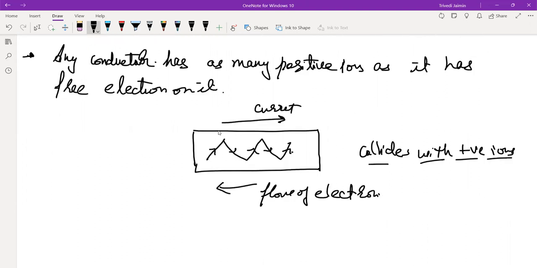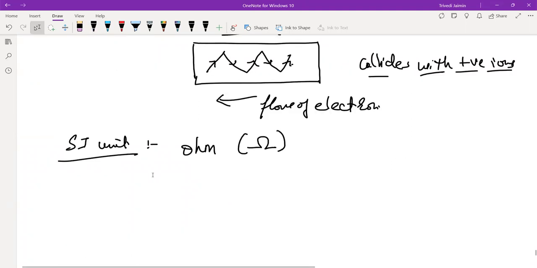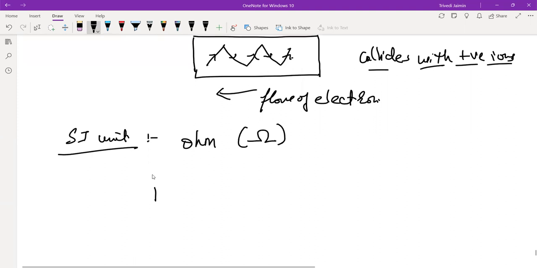Let's talk about the SI unit. The SI unit of resistance is ohm, denoted by the Greek symbol omega. How to define it? Let's first study Ohm's law, then we'll derive and define this one.